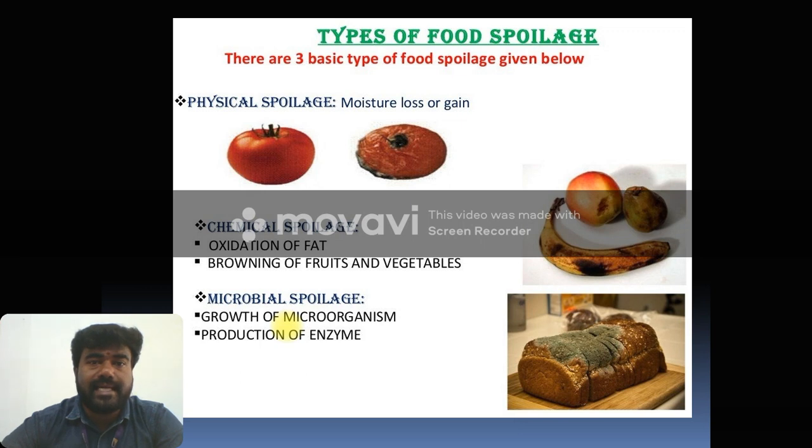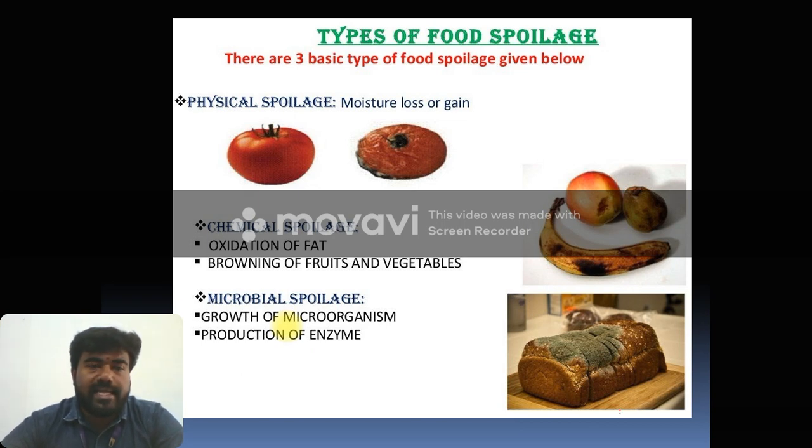There are three basic types of food spoilage in this chapter. The first one is physical spoilage, generally called moisture loss or gain. Sometimes excess moisture affects our food sources, such as vegetables. Sometimes the moisture is very low, and dryness appears on the surface of the food. Then there is chemical spoilage, which means the oxidation of fat content and browning of fruits and vegetables.